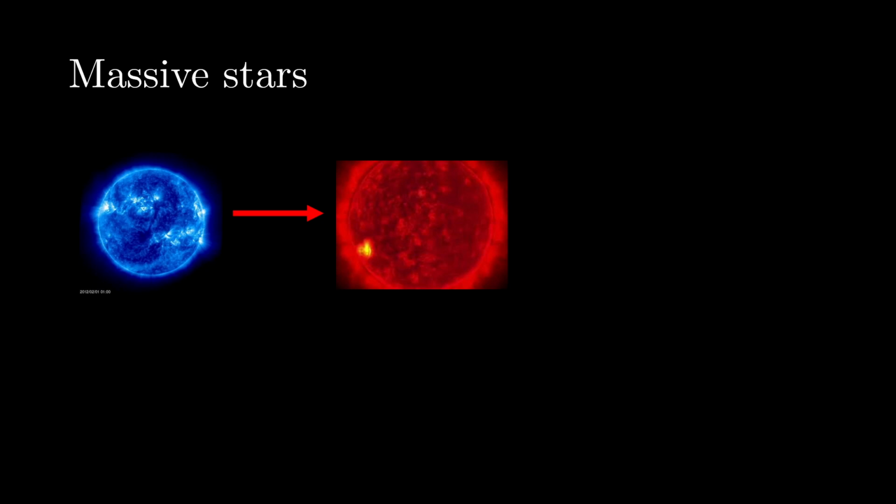So fusion continues until iron is formed, until the core collapses again, because, well, once nuclear fusion no longer occurs in the core, radiation pressure no longer counteracts the force of gravity. And in this case, because the star is so massive, the electron pressure is not enough to prevent collapse. So once the star actually collapses, the star explodes and the outer shell releases a huge amount of energy.